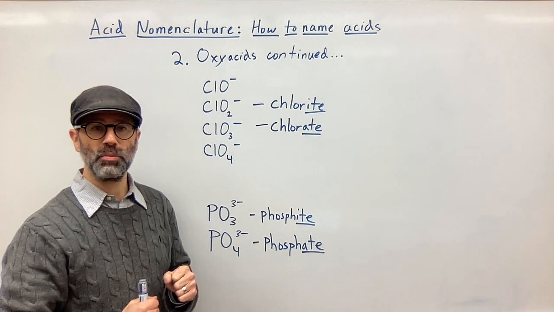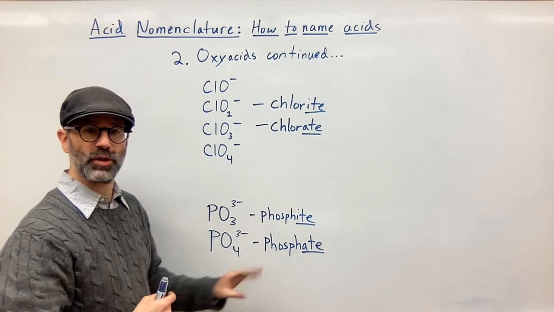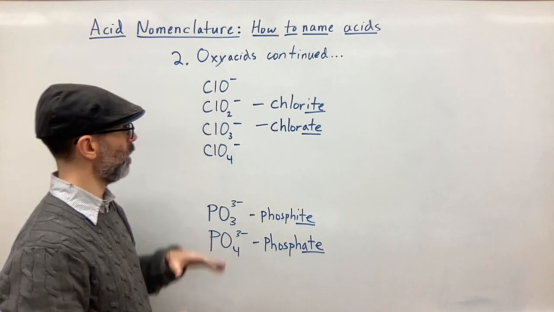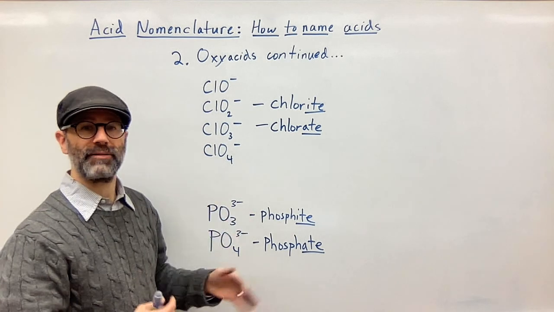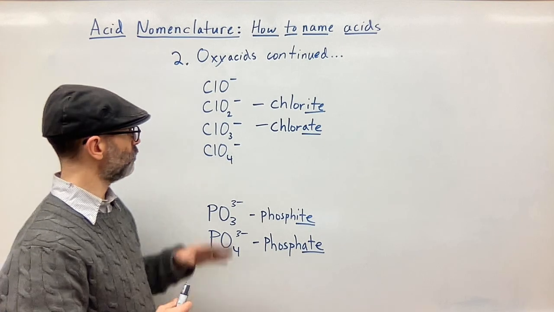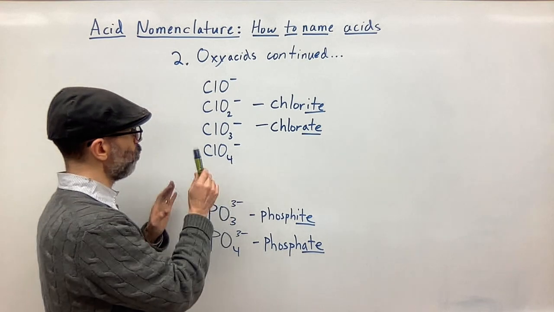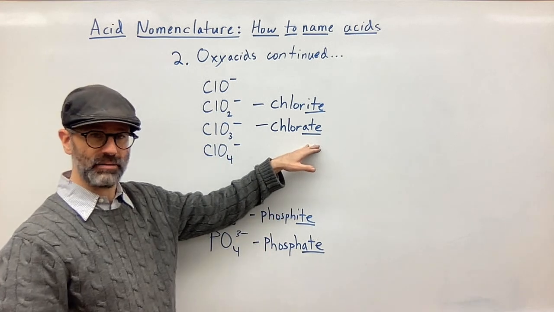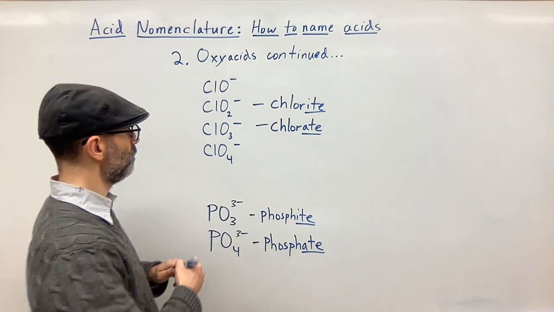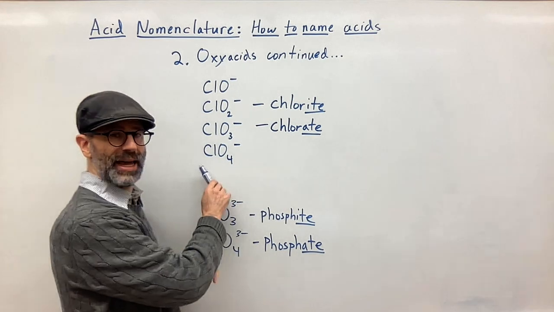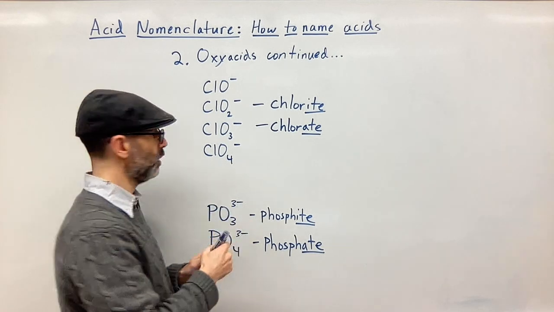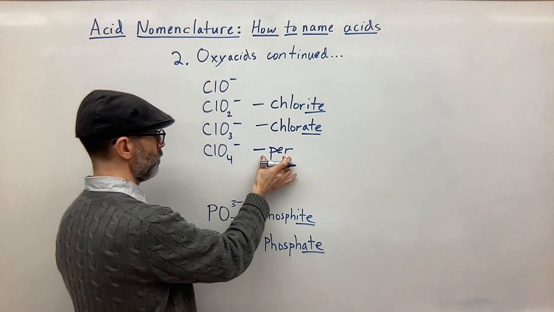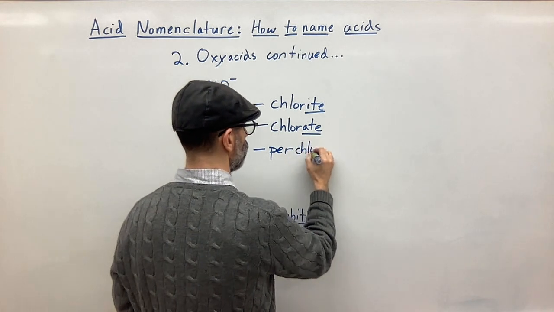So you begin with the 2 middle ones, you name them just like you normally would with your 2 polyatomic ions. And then what about these 2 here? Well, for those 2, we're going to have to add some prefixes. So here, this one has 1 more oxygen than chlorate. So we're going to keep the ATE ending. That doesn't change, right? But what we're going to do is put a prefix in front of it, per. So here, we're going to start with per for our prefix, and then we'll add chlorate.